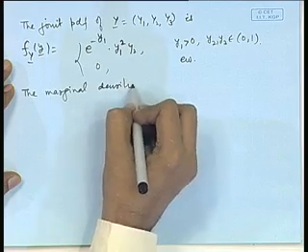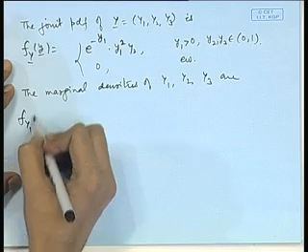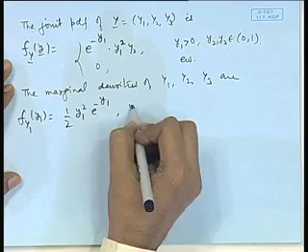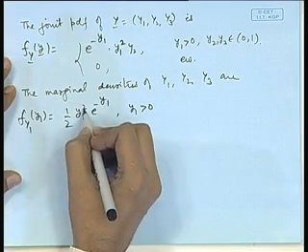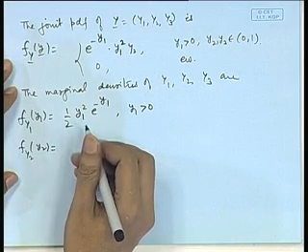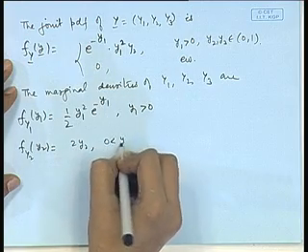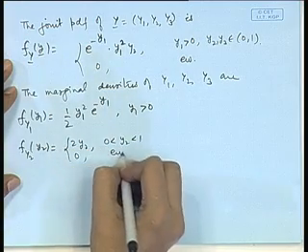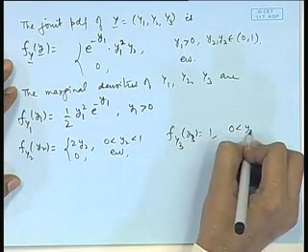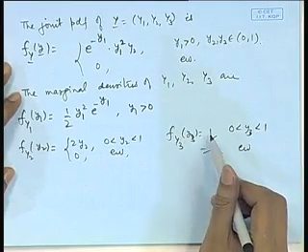So, the marginal densities of y1, y2 and y3 are obtained as f y1 is half y1 square e to the power minus y1, which is nothing but a gamma distribution with parameters 3 and 1. F y2 is 2 y2 for y2 between 0 and 1, and f y3 is equal to 1 between 0 and 1. So, this is a uniform distribution.